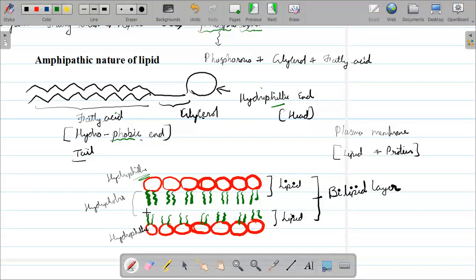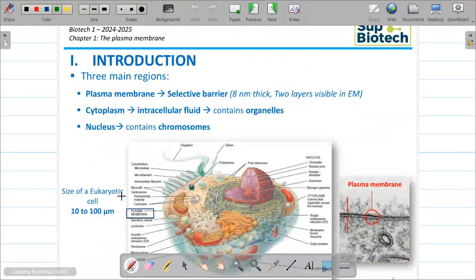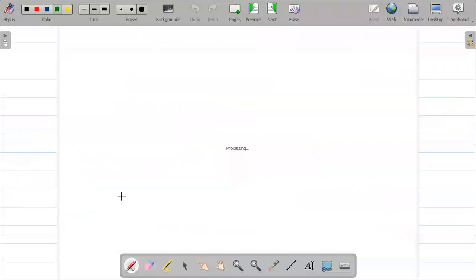So what about the water hating, like fat soluble substances? The plasma membrane along with this lipid, maybe they can add one phosphorus. This phosphorus will give a framework to transport the molecule in and out of the cell. Got it?